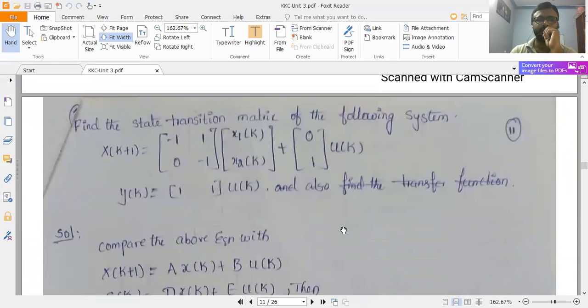Okay. Next one is: find the state transition matrix of the following system.